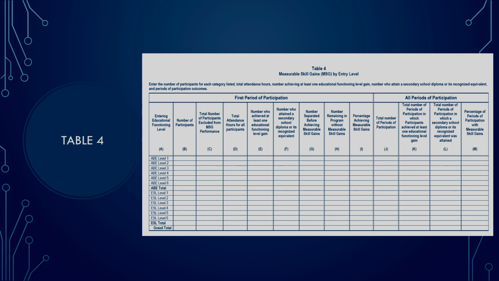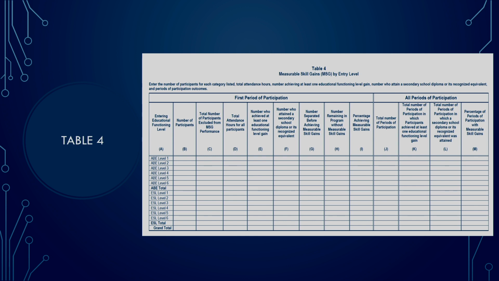Column F is the number of students who obtained a secondary school diploma or its equivalent. So this is your high school diplomas or GEDs. Now I will give a quick example. Say a student starts on an ABE level 4. 40 hours into the program, they take their post test, they get a level gain. You run a table 4. You'll see on the ABE level 4 line, they show up in column E.